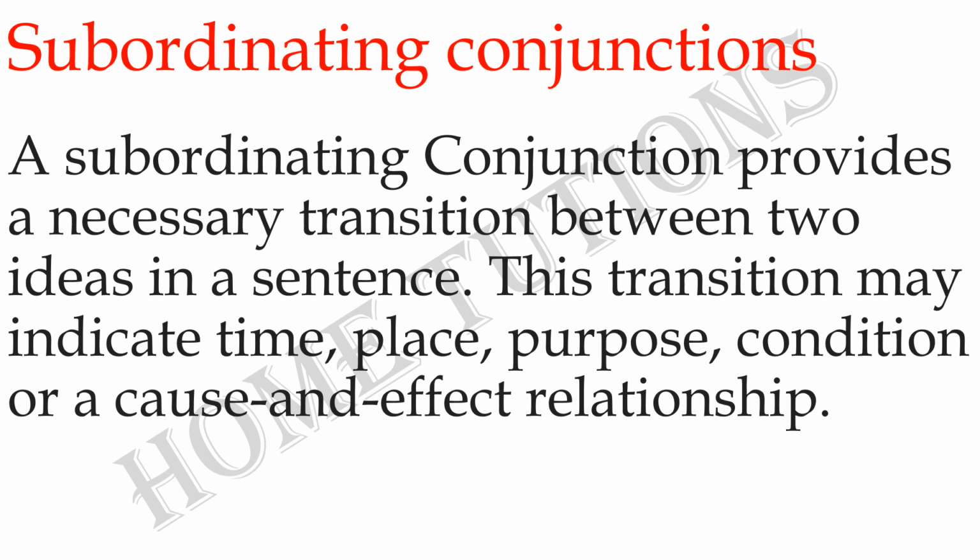Subordinating conjunctions. A subordinating conjunction provides a necessary transition between two ideas in a sentence. This transition may indicate time, place, purpose, condition, or a cause and effect relationship.